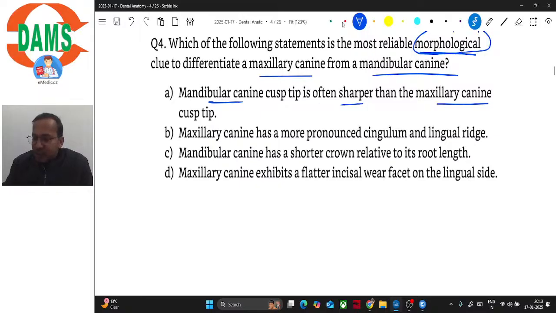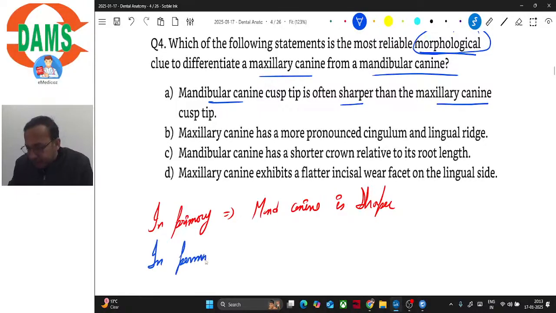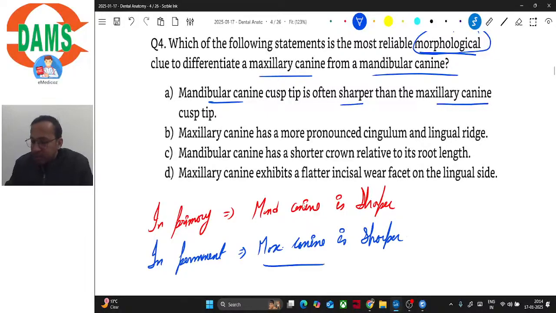So in primary dentition, the mandibular canine is sharper, but in permanent dentition, the maxillary canine is sharper, right? So in permanent it is the maxillary canine and in deciduous it is the mandibular canine. So option A is incorrect.